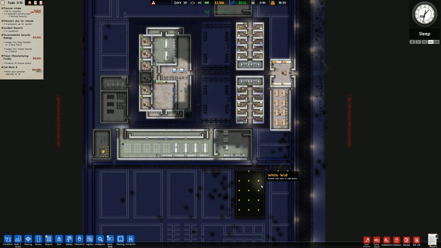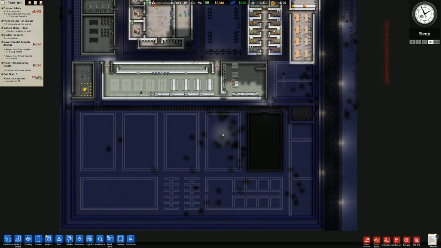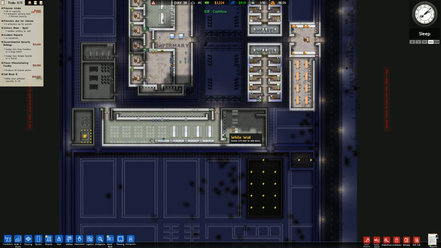In this episode, in terms of building, I want to at least get this cell block and then this cell block done, and it shouldn't be too much of a problem. We also need to put some more heating in.